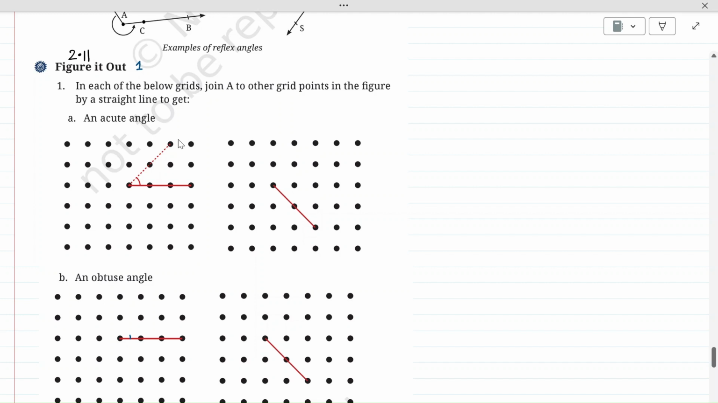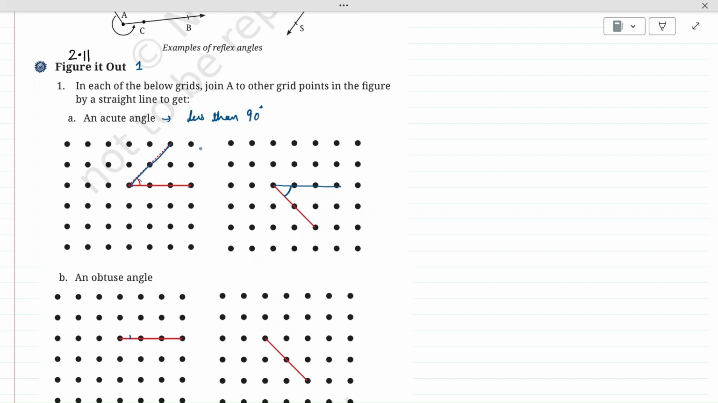Okay. So kids, what are acute angles? They are less than 90 degrees. We have done this. So let us draw here. If we join these 2 points, this will become an acute angle. This complete angle will be an acute angle. Similarly here, if I join these, this will become an acute angle.